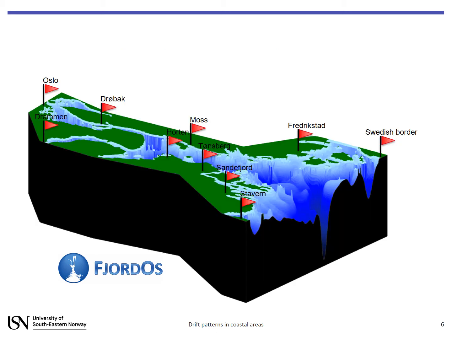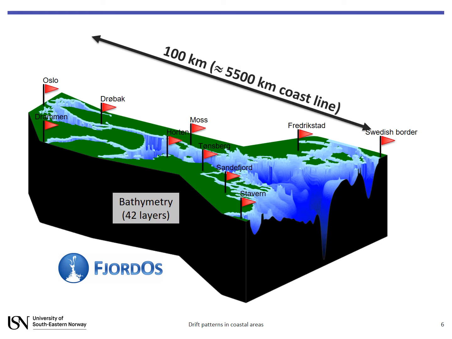In order to give predictions of the drift patterns, we need to know the flow pattern. The Oslofjord has a complex topography with shallow areas, narrow straits, and islands. Since the currents are sensitive to the topography, you need an accurate bathymetry. We wanted to use the regional ocean model system, also called ROMS, and divided the water column into 42 depth-following layers.